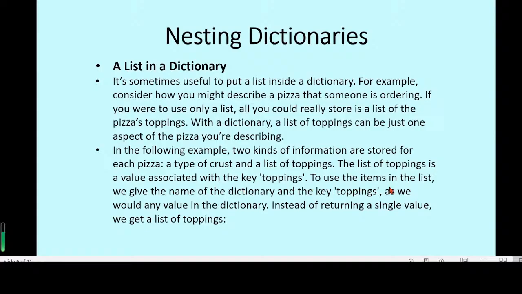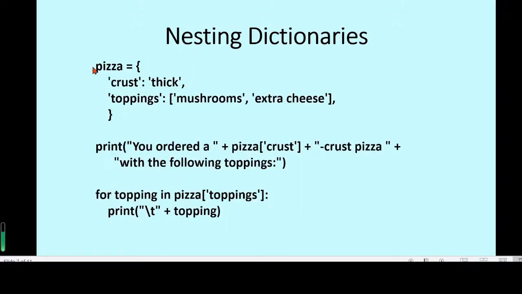To use the items in the list, we give the name of the dictionary and the key toppings, as we would for any value in the dictionary. Instead of returning a single value, we get a list of toppings. So we make a pizza dictionary. Inside this dictionary are 2 keys called crust and toppings. For the crust, there is only one value, thick. But for the toppings, there is a list of values.